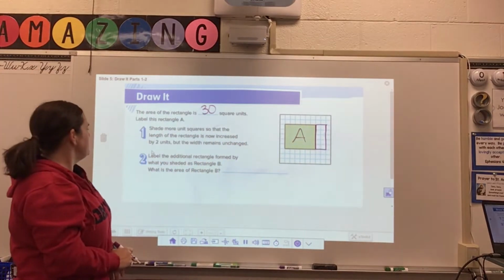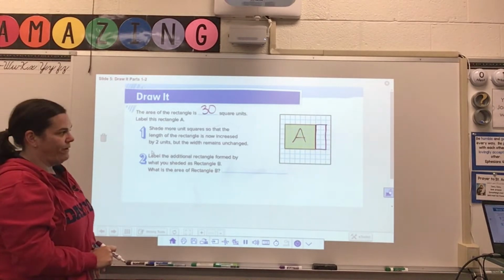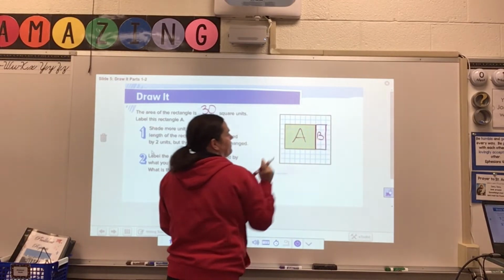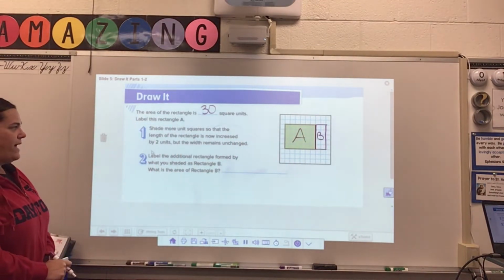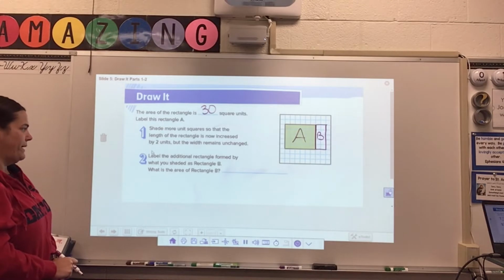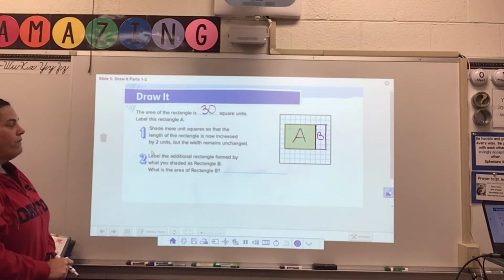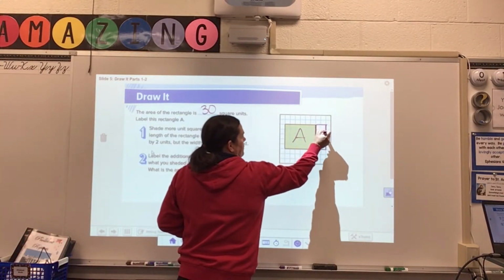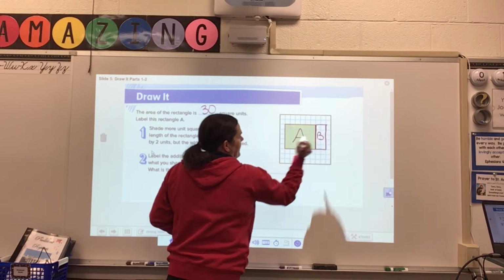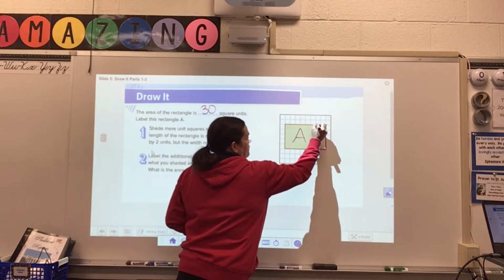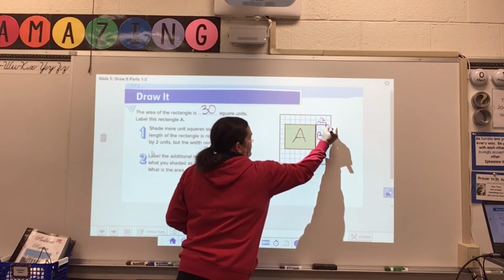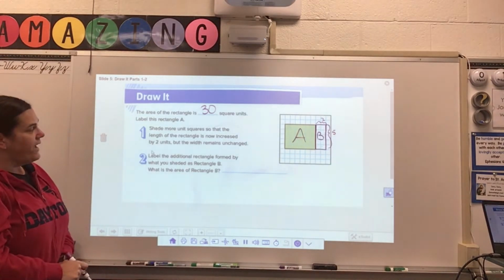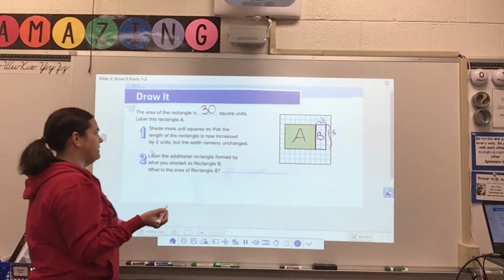Okay? And I am going to label that rectangle that I just added, I'm going to name it rectangle B. Okay, so my green rectangle is rectangle A, and then my added on rectangle is rectangle B. I need to find the area of rectangle B. Well, I can do that both ways. I can count the squares, 1, 2, 3, 4, 5, 6, 7, 8, 9, 10, or the length here is 2, and the length here is 5, and 2 times 5, or 5 times 2, is 10. So the area of rectangle B is 10 square units.